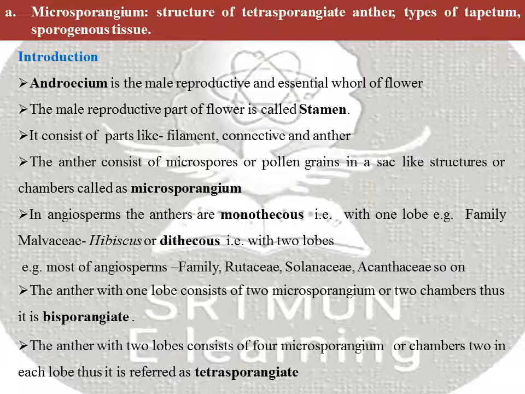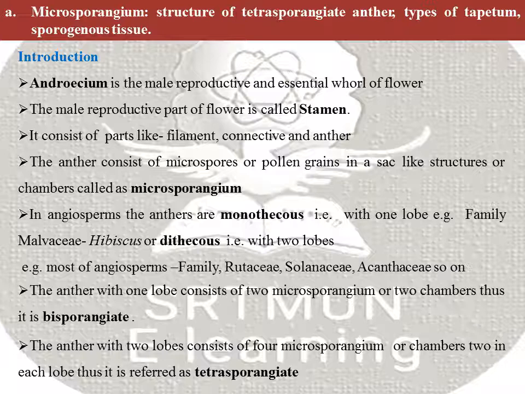Now, first of all, introduction. Androecium is the male reproductive and essential whorl of flower. The male reproductive part of flower is called the stamen. It consists of parts like filament, connective and anther. The anther consists of microspores or pollen grains in sac-like structures or chambers called microsporangium.